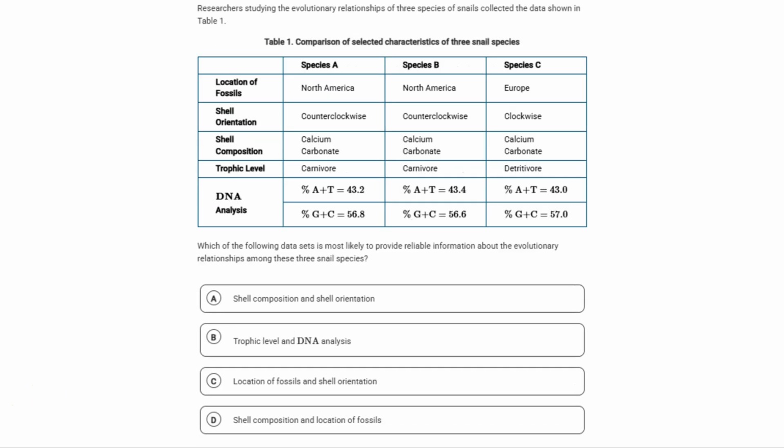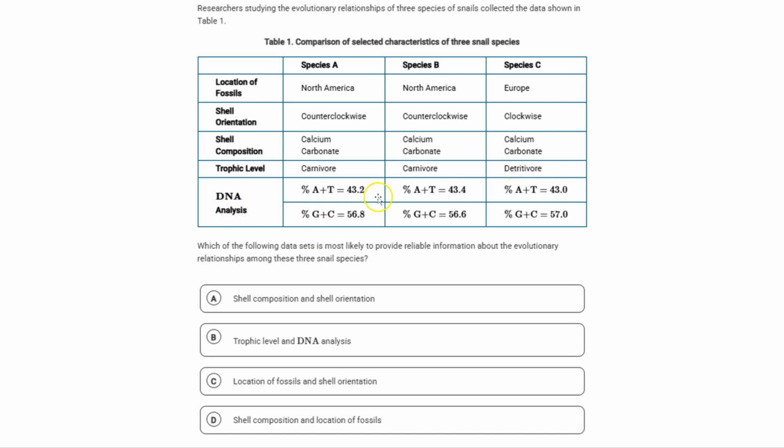Here's another example of a table. Researchers studying the evolutionary relationships of 3 species of snails collected the data shown in Table 1. All right, species A, B, and C. Location of fossils, shell orientation, shell composition, trophic level. I haven't talked about that, but they're all carnivores. The detritivores basically eat detritus, which is broken up stuff.